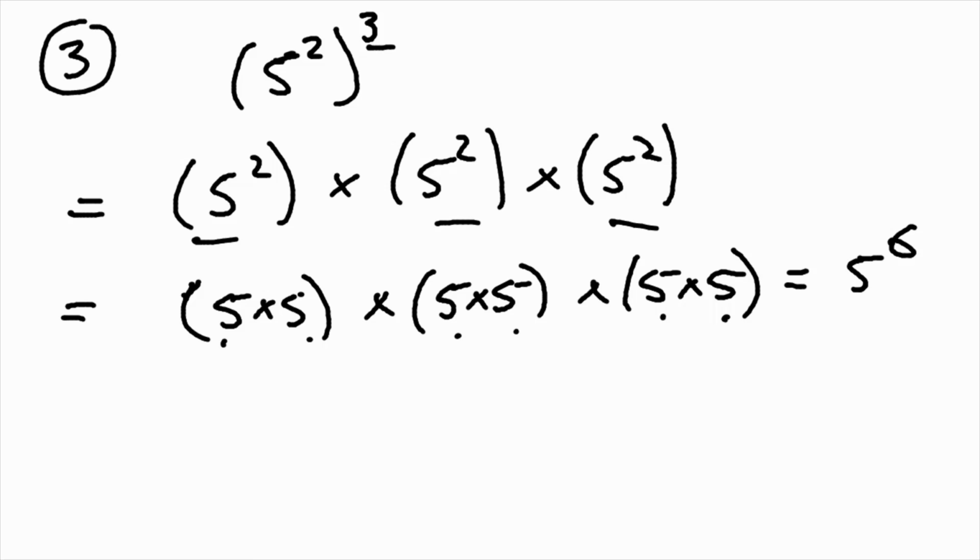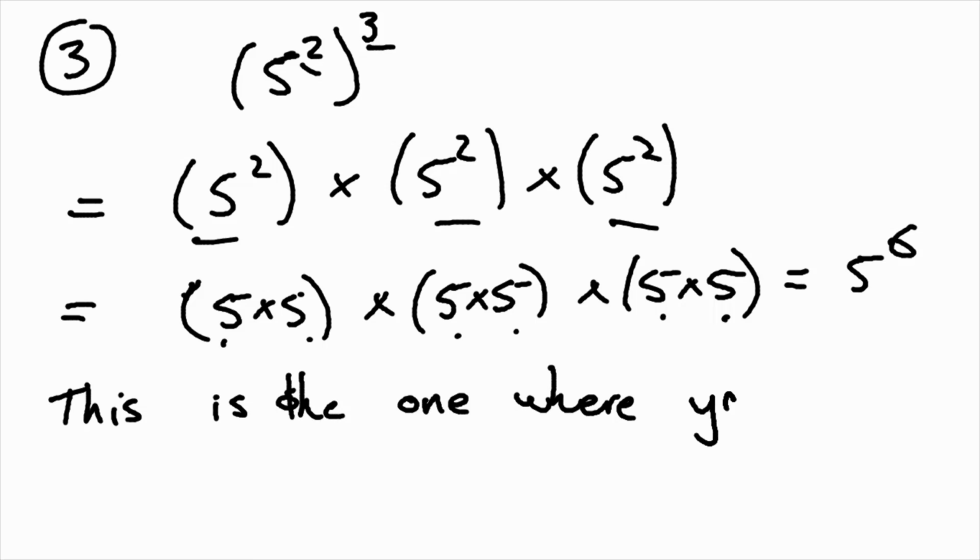So where does this 6 come from? Well, multiplication we added, division we subtracted, and now when we've got a power of a power sort of case, we are going to multiply. That 6 comes from 2 times 3. So there really isn't a very clever way of saying this. I just say, this is the one where you multiply powers, or the indices.